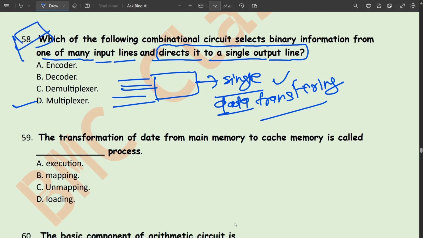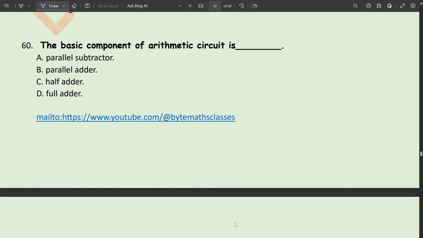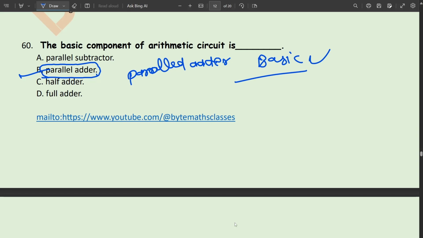Next, the transformation of data from main memory to cache memory is called a process. So the answer is option number B, mapping. The basic component of arithmetic circuit is what? Parallel adder. Option number B. This is parallel adder is a basic component. Option number B is correct.